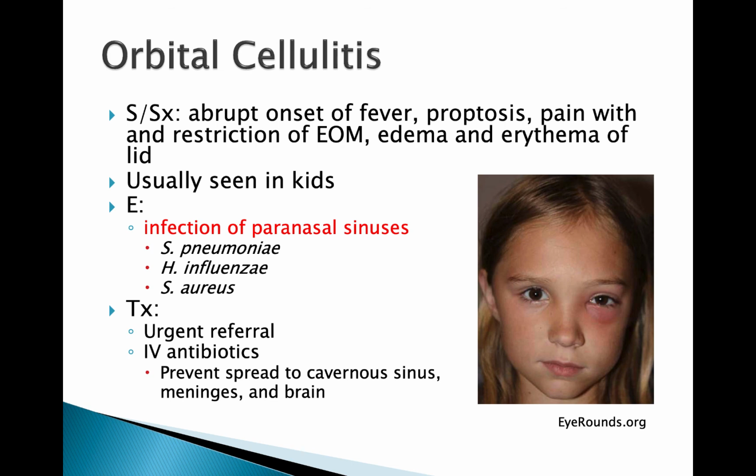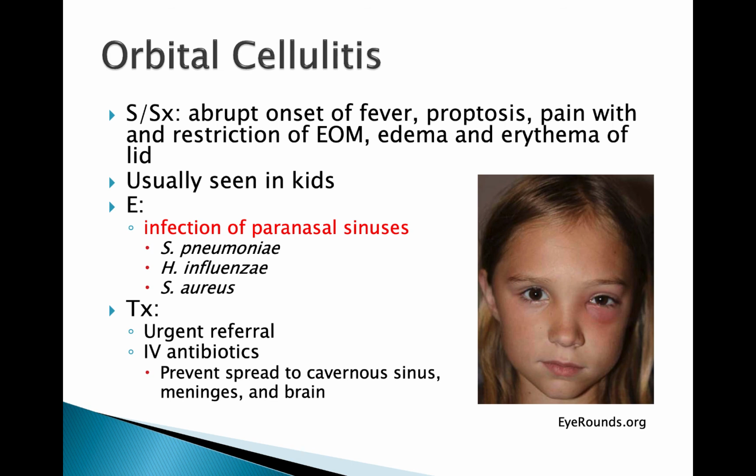Periorbital cellulitis is very frequently confused with orbital cellulitis. And the difference clinically, right off the bat, is that orbital cellulitis usually comes on a lot more suddenly, with a sudden onset of fever. There is proptosis, where the eye is actually being pushed out of the orbit. There's pain with and restriction of extraocular movements. You have them follow your finger, looking left, right, up, and down, and they will complain of pain, and they may not be able to do all the extraocular movements.